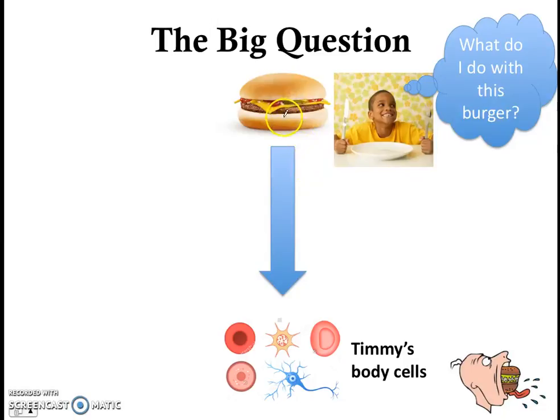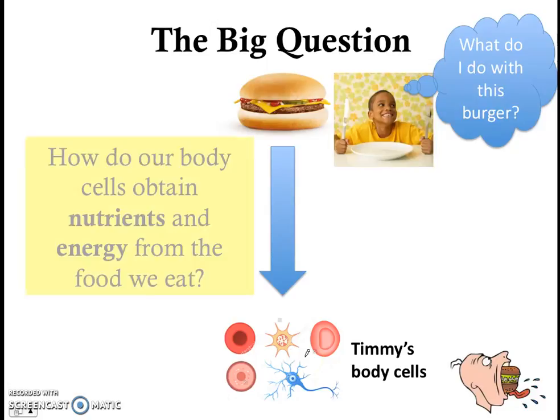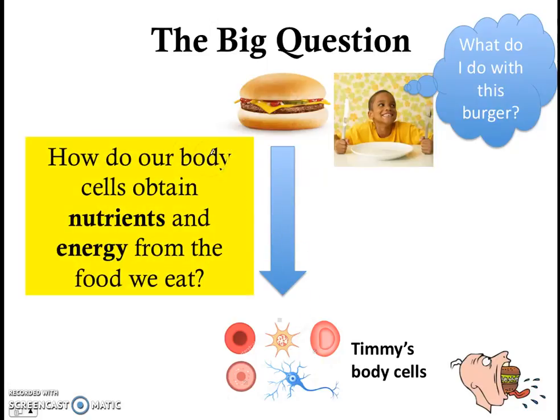Now, here's the big question for this topic. You see Timmy here, and you see this burger. Now, Timmy is made out of many microscopic, tiny body cells, different types of cells. Now, this burger is a lot bigger than the cells in Timmy's body. So here's the big question. How do Timmy's, or our body cells, obtain nutrients and energy from the food we eat? Well, surely you can't just take this burger and feed it directly to the cells. Right? That'd be ridiculous. After all, the cells are so much smaller than the burger.